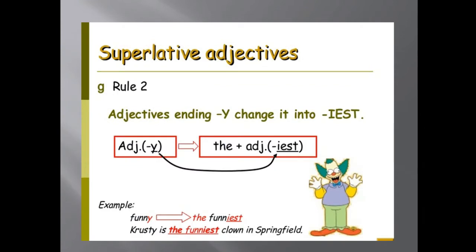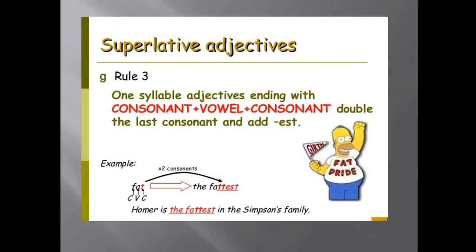Rule 2. Adjectives ending in y, change it into iest. As funny, the funniest. Christy is the funniest clown in Springfield. Rule 3. One syllable adjectives ending with consonant, vowel, consonant, double the last consonant and add est. As in fat, fattest. Homer is the fattest in the Simpsons family.